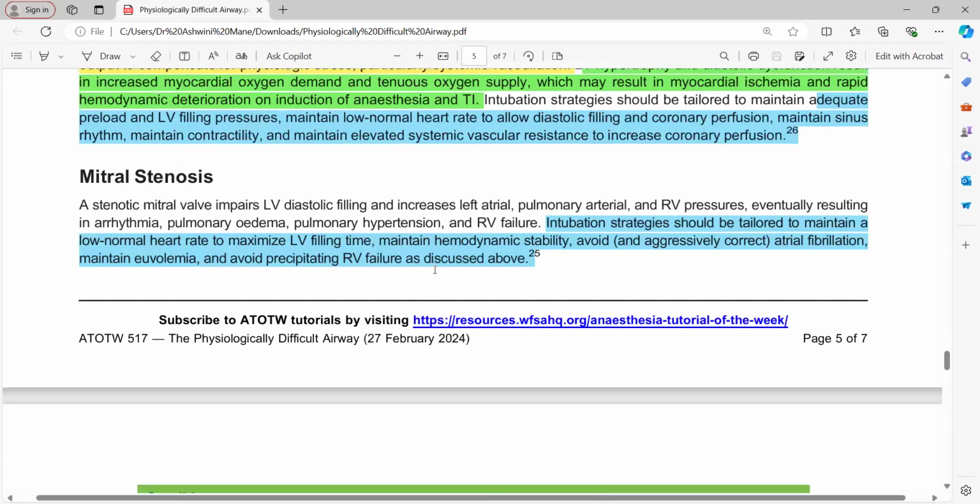Now, the next condition which can result in physiologically difficult airway is mitral stenosis. So, a stenotic mitral valve impairs the LV diastolic filling and increases the left atrial, pulmonary arterial, and RV pressure, eventually resulting in arrhythmia, pulmonary edema, pulmonary hypertension, and RV failure. So, the intubation strategy in this case is tailored to maintain the low normal heart rate to maximize LV filling time, maintain the hemodynamic stability, avoid atrial fibrillation, maintain euvolemia, and avoid precipitating RV failure.